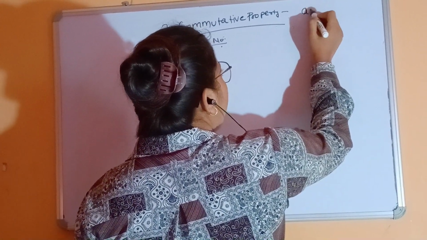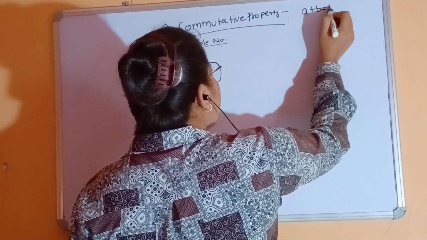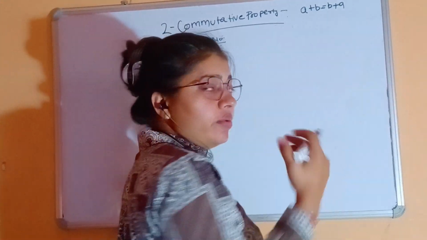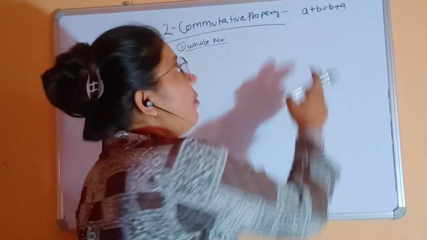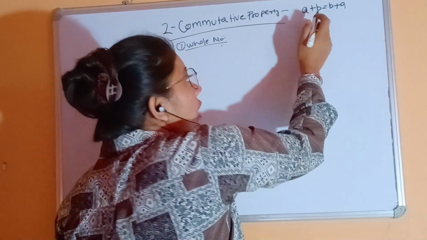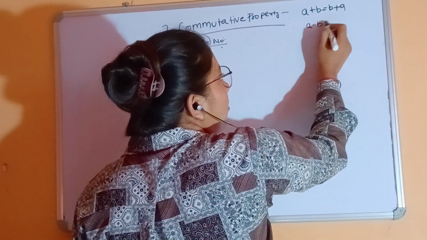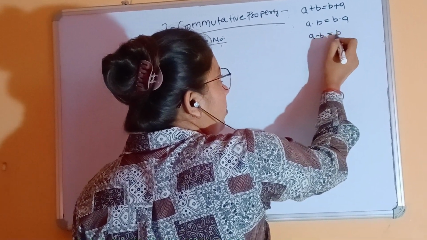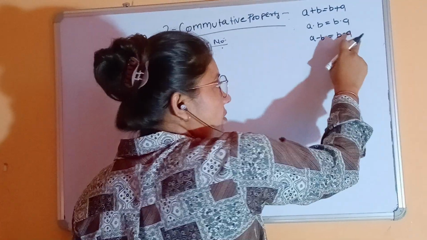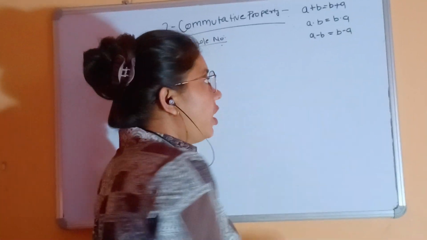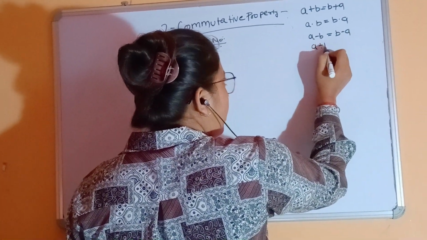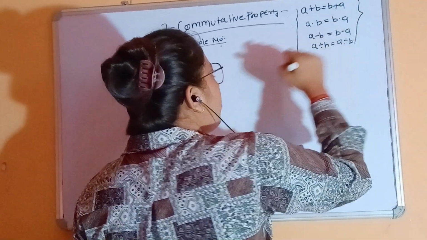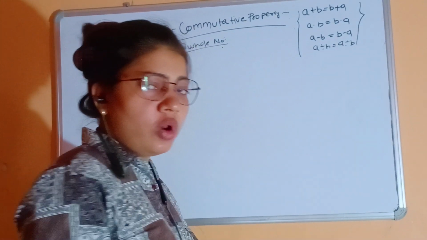Commutative property means a plus b is equal to b plus a. If we do a plus b, then the inverse, b plus a, is also true. Same LHS is equal to RHS. Like a into b means b into a also comes. A minus b, b minus a, that means a minus b is equal to b minus a. A division b, b division a, all these things follow the commutative property. So first we discuss whole numbers.